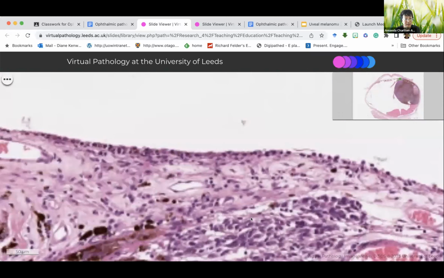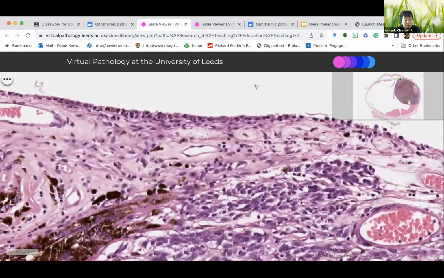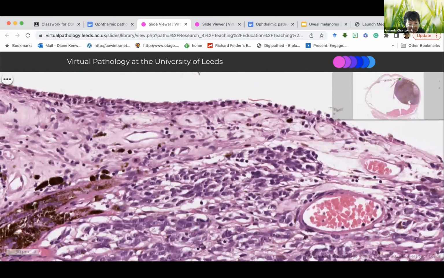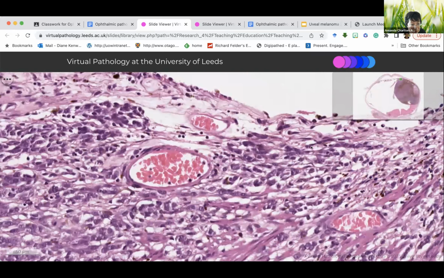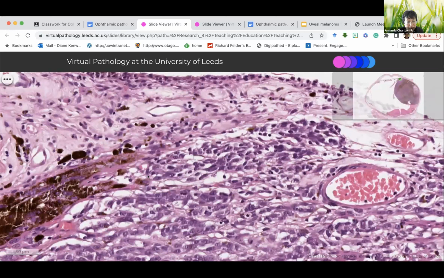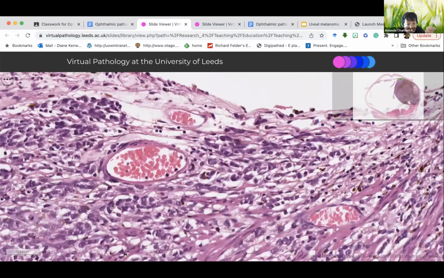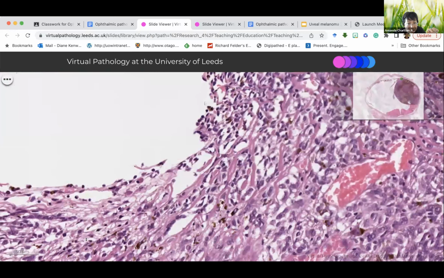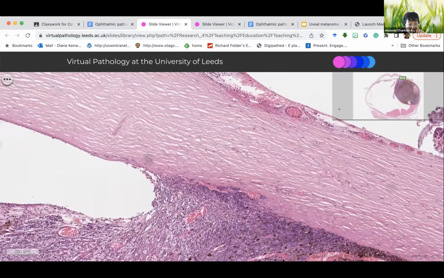Okay, so even at low power, I can see there are cells in the ciliary body. I want to make sure that they're actually tumor cells. Do they have those ugly looking nuclei? Yes, they've got the big nuclei and the big nucleoli. So there is melanoma in the ciliary body. And then as we move a little more towards the angle, I can see this is the iris on the top there. Not quite tumor cells in the iris, I don't think.